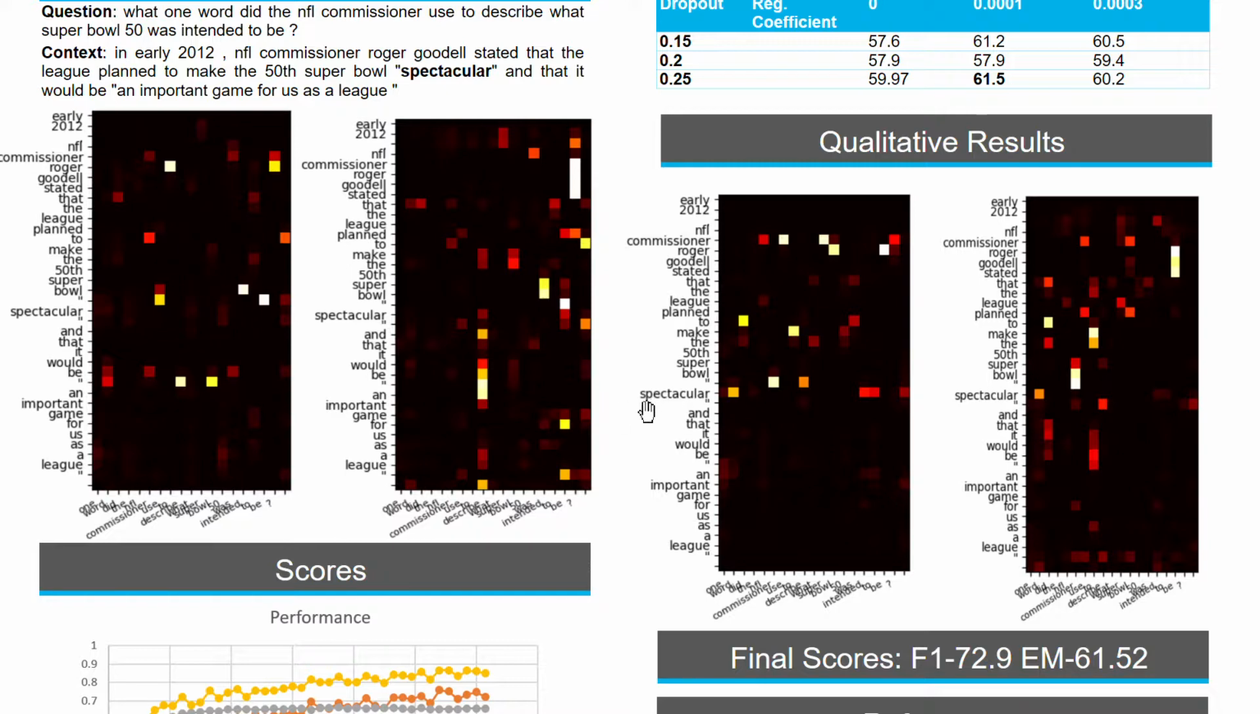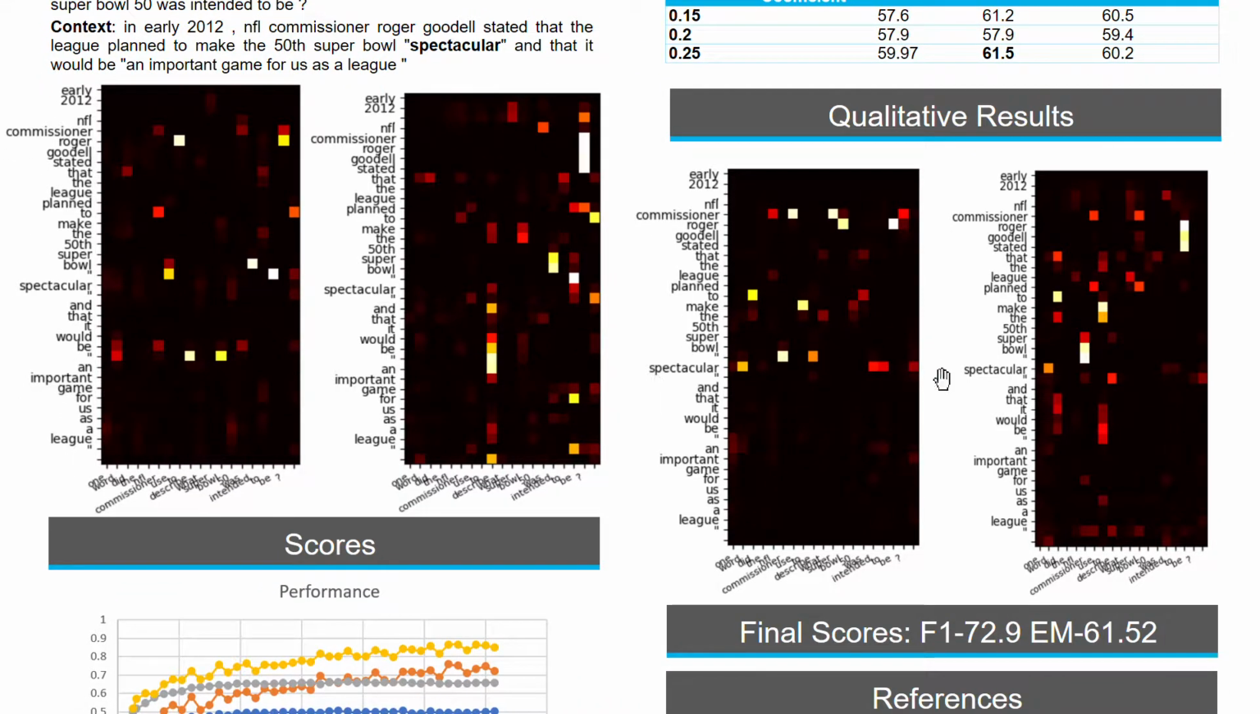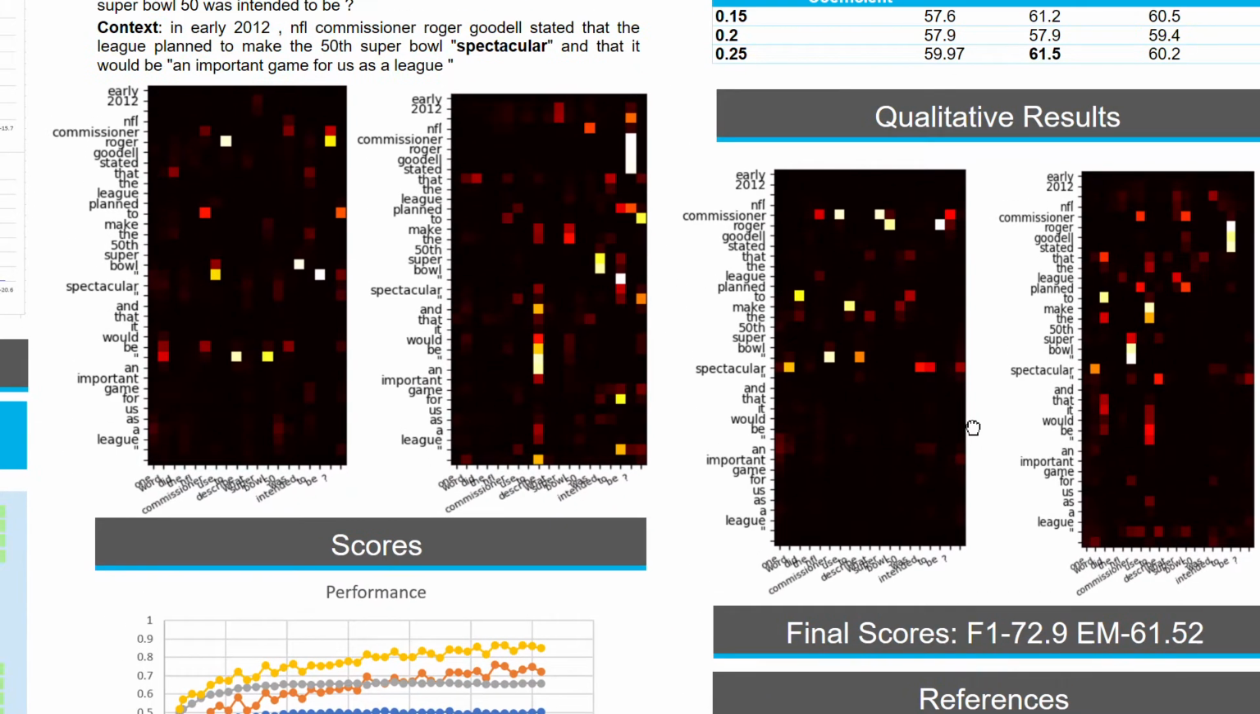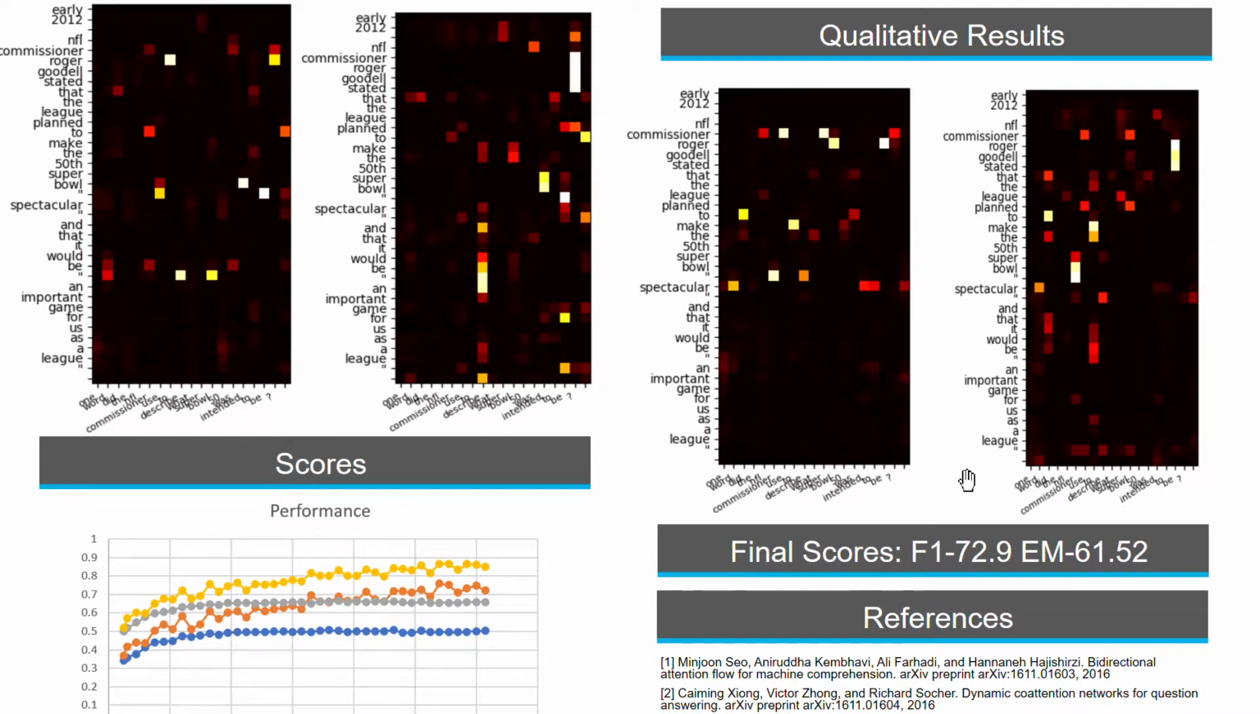And potentially here we might have gotten an actually wrong answer if there was a slightly different number somewhere. But finally, that model trained for 40,000 iterations was submitted to the test board, getting an F1 of 72.9 and an exact match of 61.52. So we see that exact match is still a harder metric, and this remains lower here with overall lower growth than the F1 did.